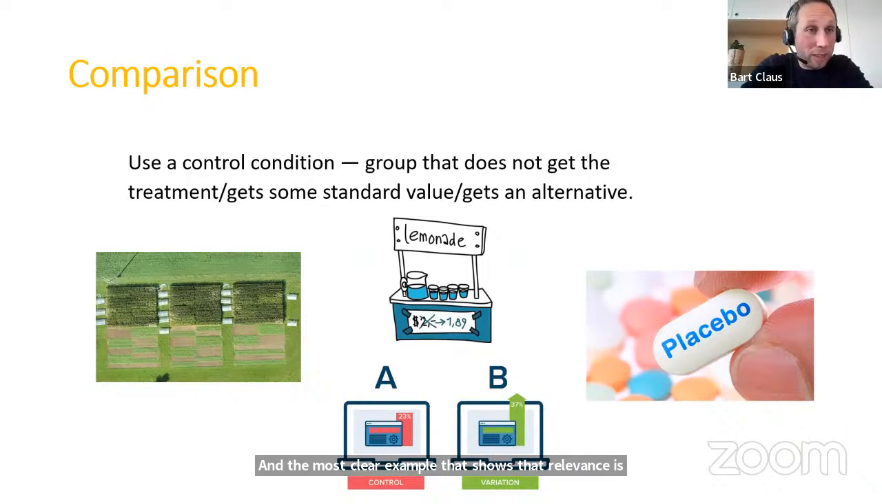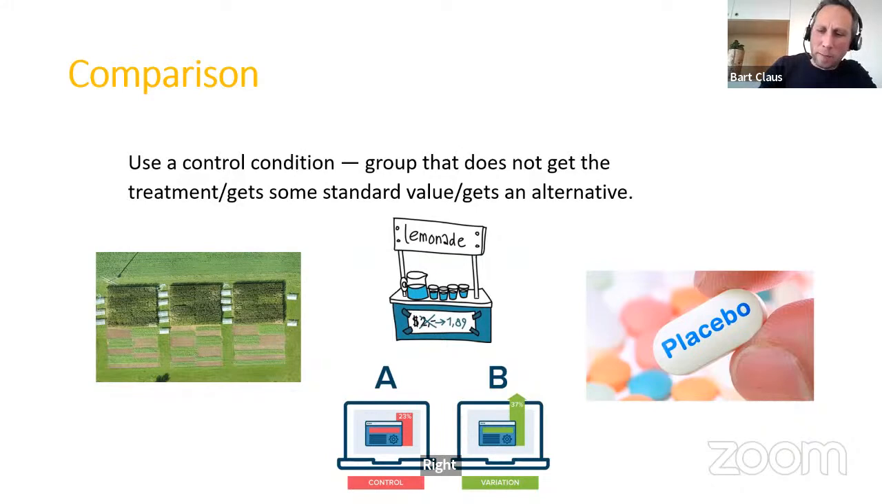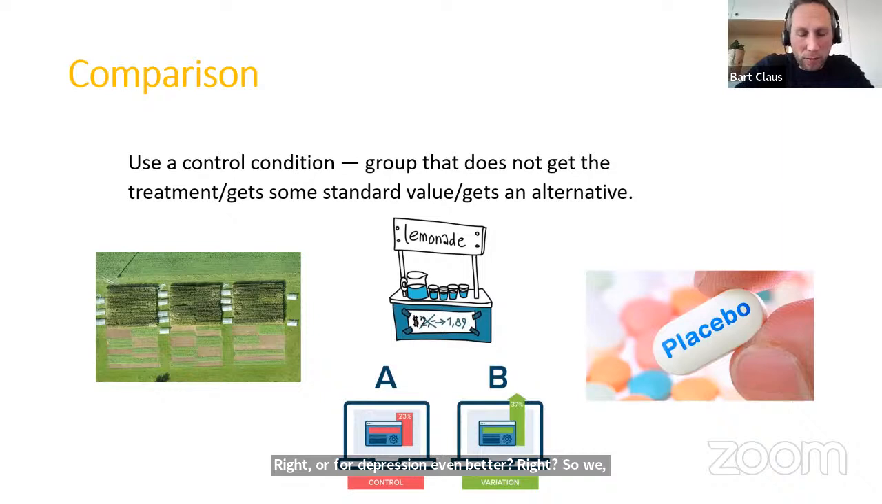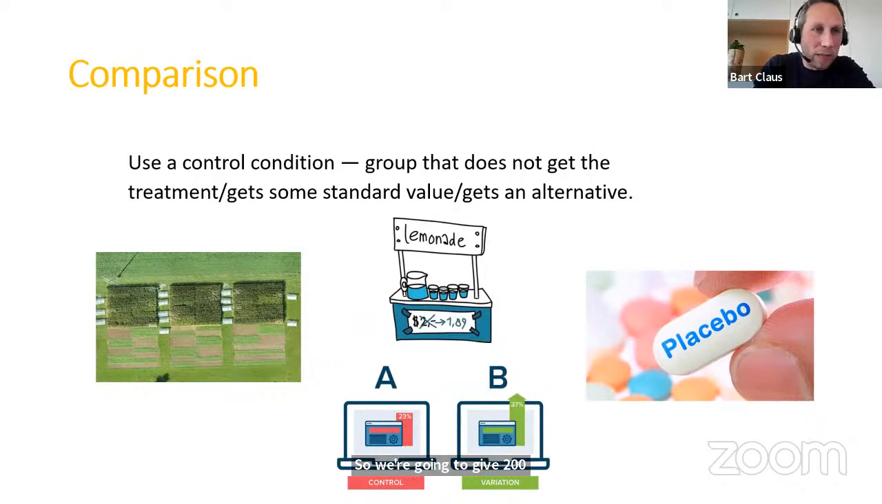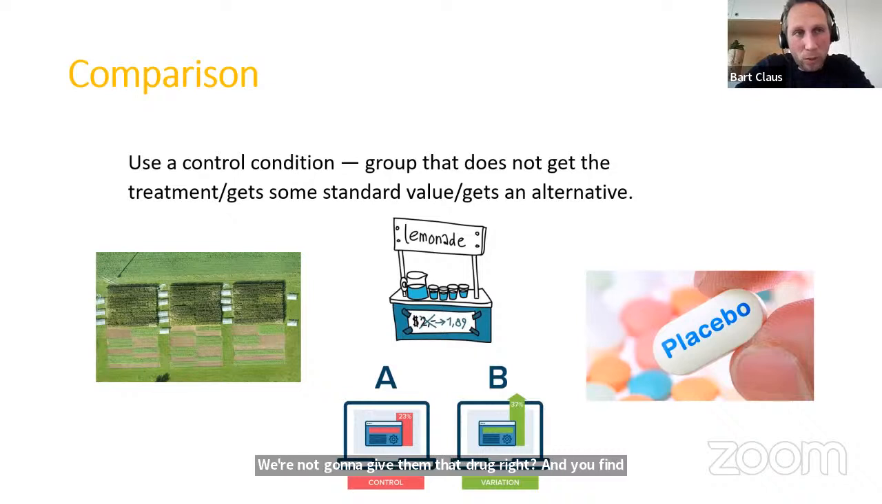You could think of testing a new drug on people to cure some kind of disease. So let's say that we develop a drug for COVID, or for depression, even better. So we develop a new drug, and we're going to test the effectiveness of that drug. So we're going to give 200 people that drug, and 200 other patients as well, we're not going to give them that drug. And you find an effect. You find an improvement in the people that receive that drug.